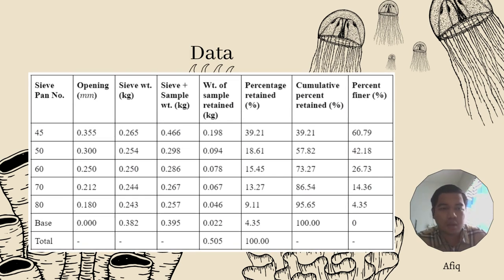So we weigh the sample with each pan, and then we put it in the table, and from the table we can calculate the weight of sample retained, percentage retained, cumulative percent retained, and percentage finer. For the percentage retained, the sum of the total will be 100%. And then the cumulative percent retained also totals 100%. So from this table, we can analyze it by doing a graph.